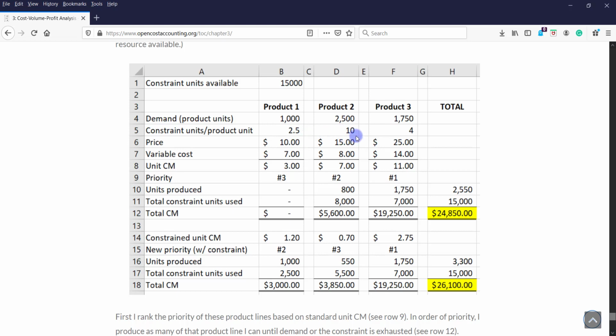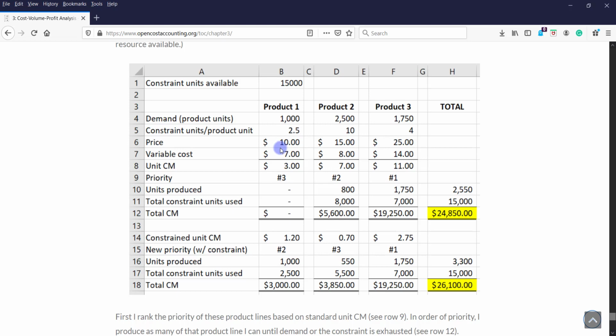Product 2 uses 10 machine hours per product unit. Per one product 2 unit, we use 10 machine hours. Product 3 uses 4. So that's the disparity here, 2.5 and 10 and 4. They use very different amounts of machine hours on this constraint. So that's going to be a big factor, or eventually.